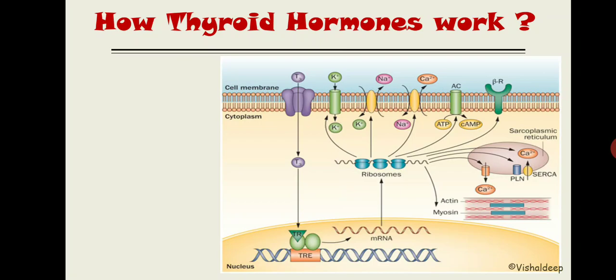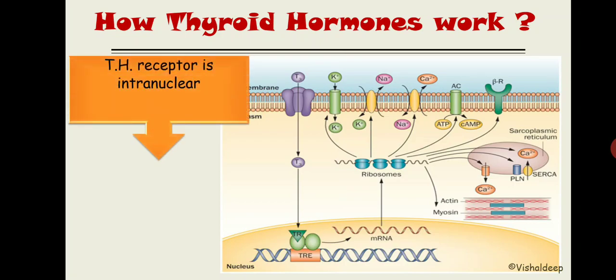Once the thyroid hormone binds with the TR and makes a hormone receptor complex, that hormone receptor complex is going to activate the TRE and this TRE will start making the appropriate mRNA. Now this mRNA will go to the cytoplasm over the ribosome and protein synthesis will take place. Now this is how you should write it down.